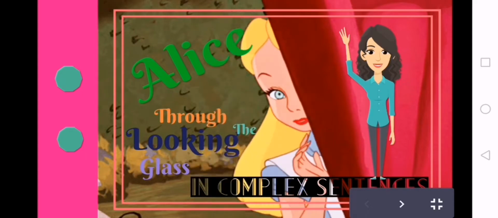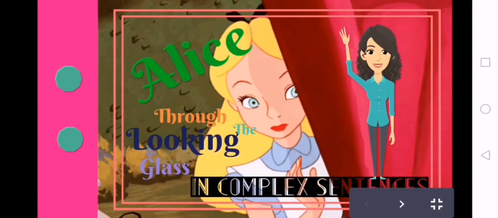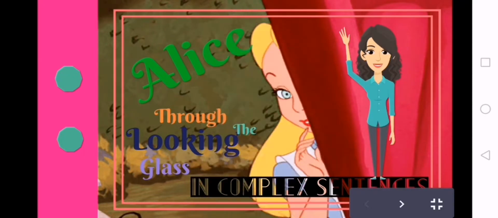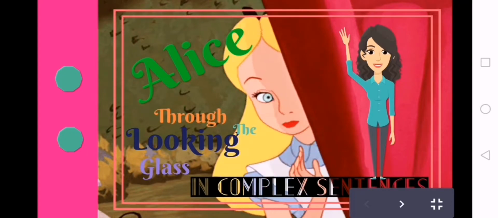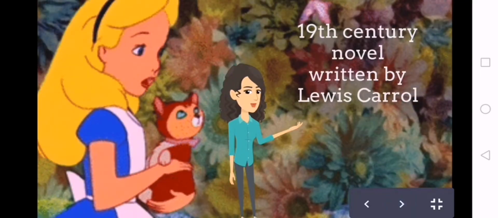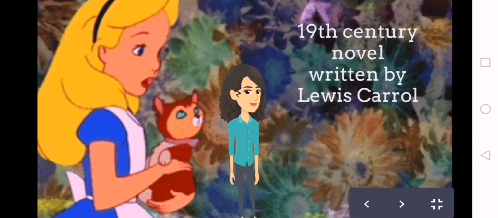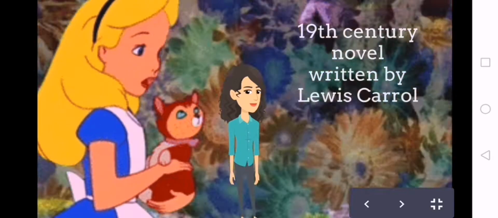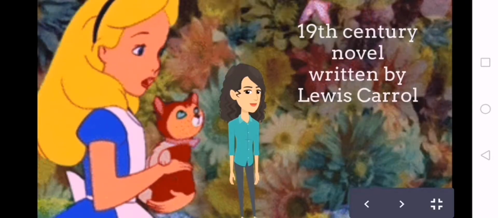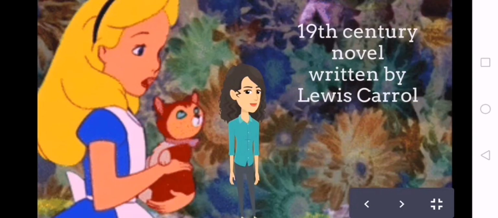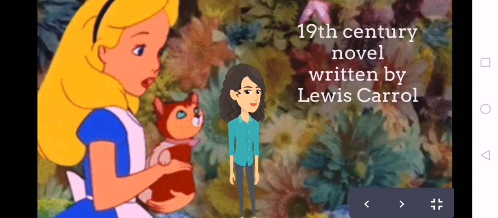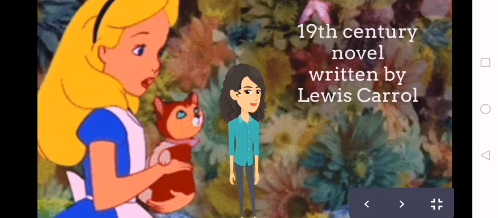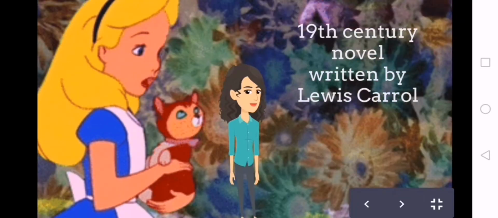Today we are going to talk and learn about complex sentences, specifically in this 19th century book called Alice Through the Looking Glass. For the ones that do not know this fiction book, it relates the adventures of Alice, a little girl who entered through a looking glass at her house, which transported her to another weird and inverted world, where she gets to know different characters such as the Red Queen, Tweedledee, and Tweedledum, among others.